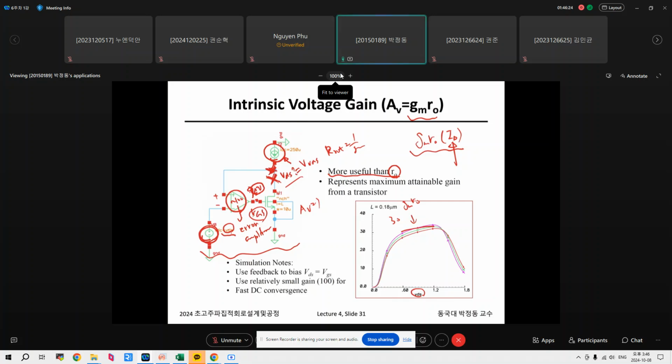Makes sense? The reasoning is this. If there exists a delta V in, then this delta V in makes a delta ID at the output. But this is always 0 because we use a current source.